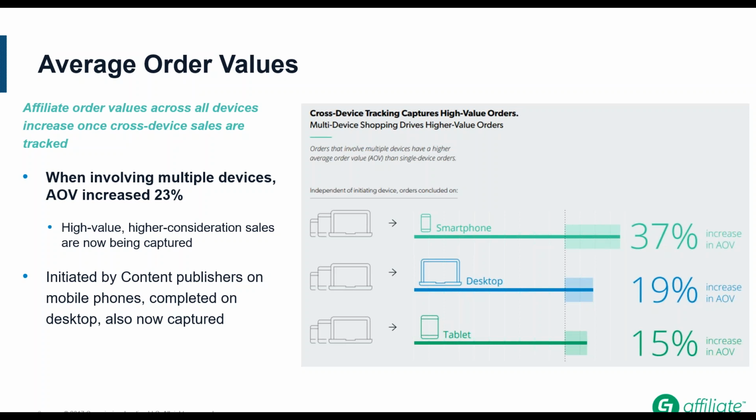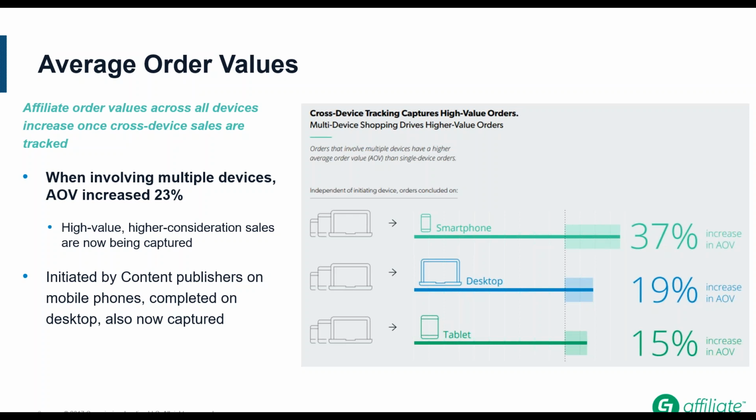So orders on smartphones have the highest increase overall. There's a 37% difference between single device and cross-device orders on smartphones. And then right on down the line, you see desktop cross-device sales are 19% higher and tablet sales are 15% higher. Simply, when an advertiser can track cross-device sales, what they're doing is capturing higher AOV sales overall.